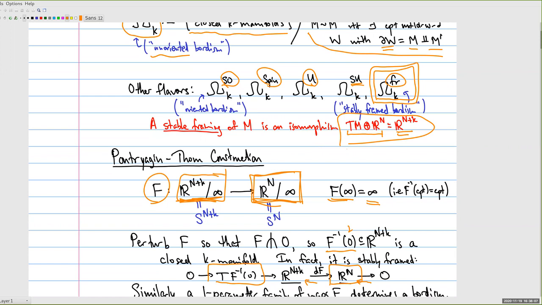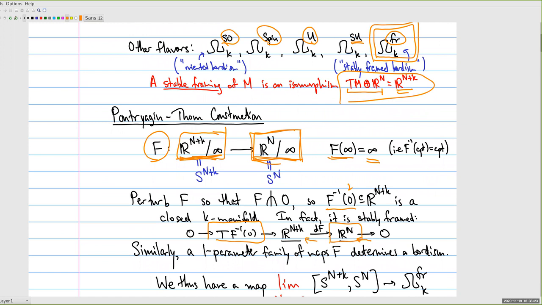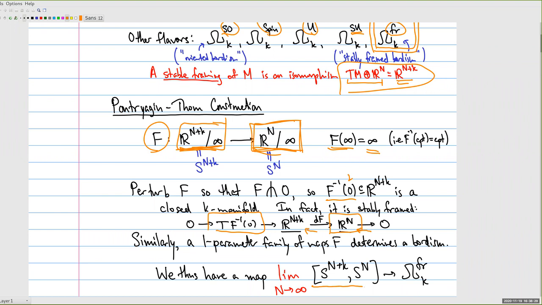Similarly, if you have a one-parameter family of maps, you get a stably framed bordism in between the two inverse images of zero of the two maps. So really what we're saying is that this construction defines a map from homotopy classes of maps from S^(n+k) to S^n to the bordism group of stably framed k-manifolds. Now in this construction, it didn't really matter what n was. n was really any integer at all. And there's also a natural stabilization operation which increases n. So it's best to think of the domain of this map as the direct limit over n of this group.